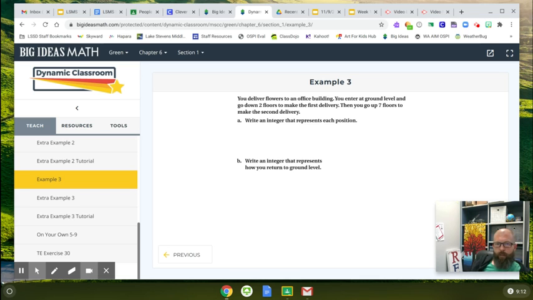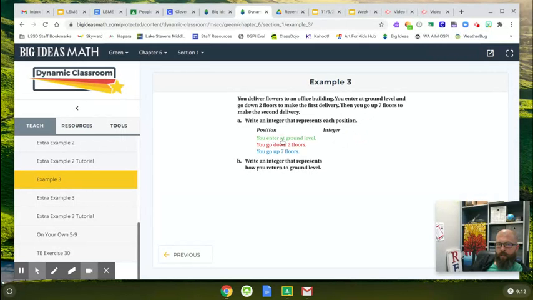Example 3, 6.1. More integers, positive and negative. This says you deliver flowers to an office building. You enter at ground level and go down 2 floors to make the first delivery. Then you go up 7 floors to make the second delivery. Write an integer that represents each position.